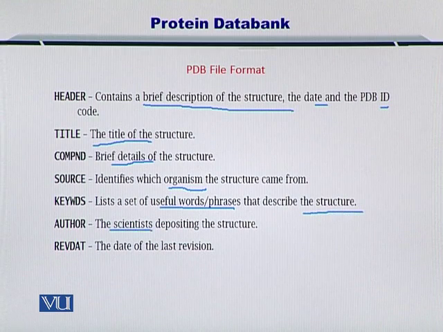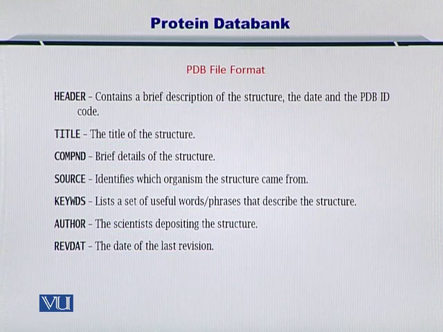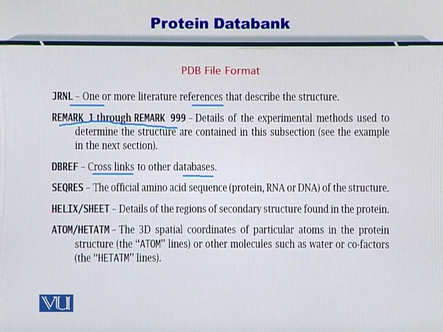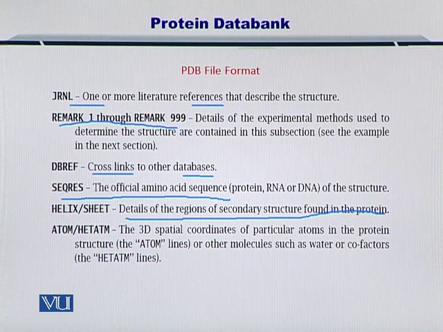You can also deposit your name if you have run an experiment and determined this structure, as well as the last date of revision. Besides these attributes, there is some additional information that is also available. For instance, the journal reference and some remarks about the structure, as well as cross-references to other databases. You can also specify the amino acid sequence as well as the secondary structure that is there from the sequence. Lastly, and most importantly, the atom positions.